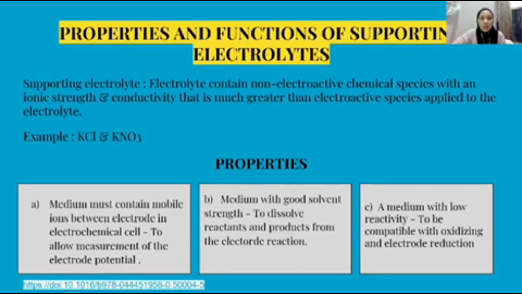The first property of the supporting electrolyte is that the medium must contain mobile ions between the electrodes in the electrochemical cell. Why? Because we want to allow the measurement of the electrode potentials. The second one is a medium with good solvent strength, to dissolve reactants and products from the electrode reaction. The third one is a medium with low reactivity, to be compatible with electrode oxidation and also reduction.